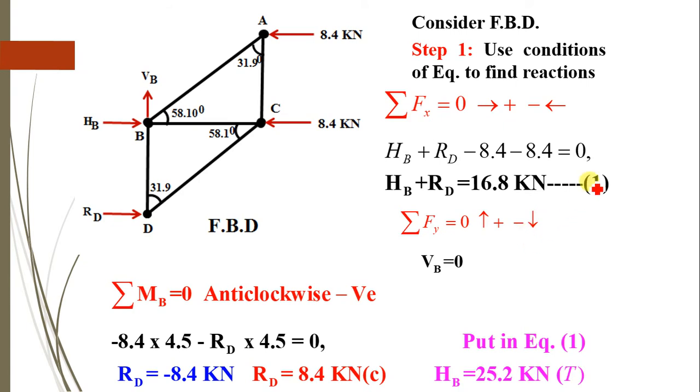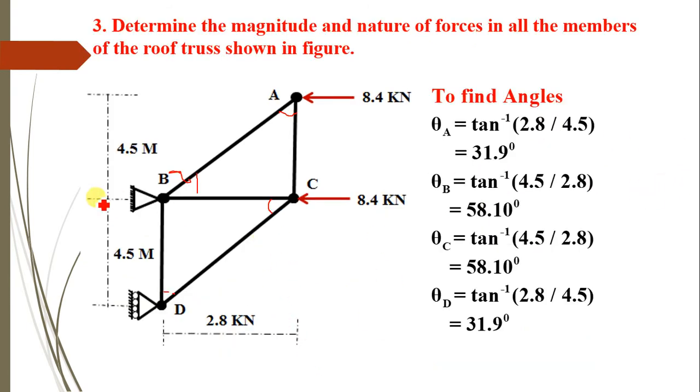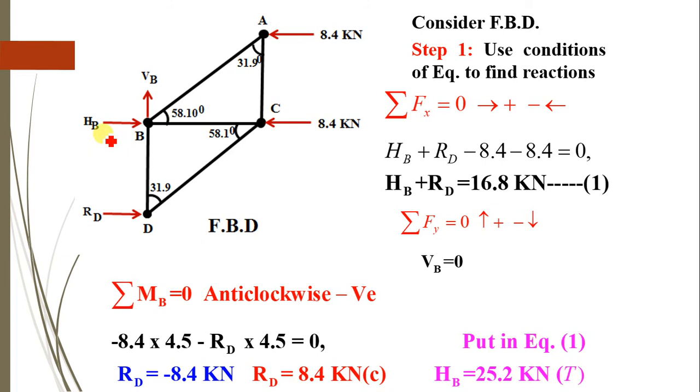So the first step of solving is considering the free body diagram of the whole truss. At B there is a hinge support, so two unknown reactions. At A roller support, one unknown reaction. So here at B HB and VB, then at D RD. So applying the conditions of equilibrium, summation of Fx: HB positive plus RD positive minus 8.4 minus 8.4, equation number 1.